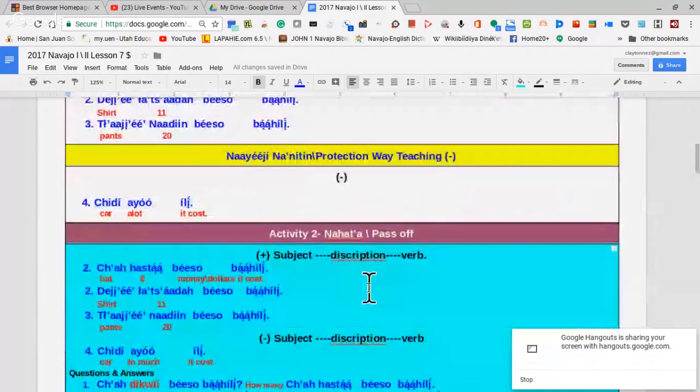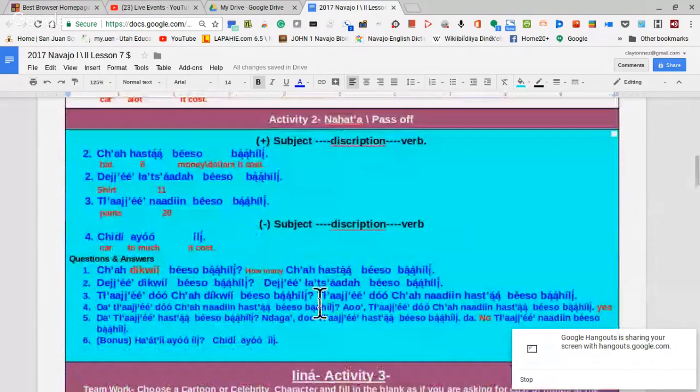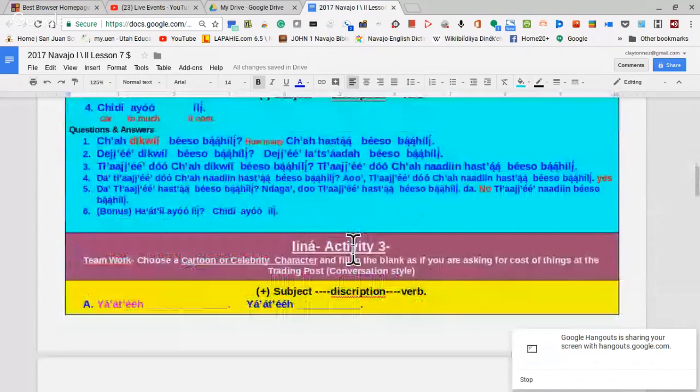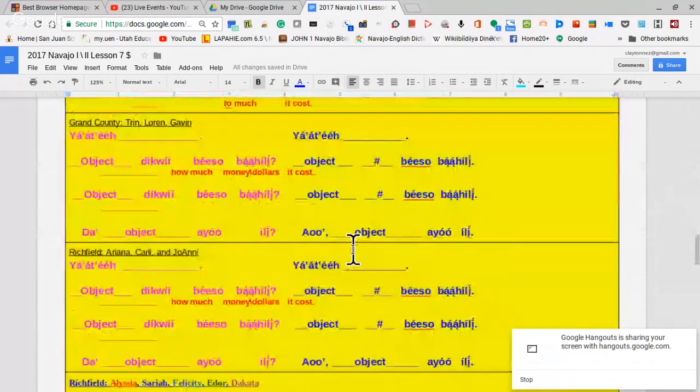When we get to class, we'll actually get into the question and answers. And then this will also be your pass off. And then we'll also go into an activity, and I'll explain that when we get to class. And then your own group activity.